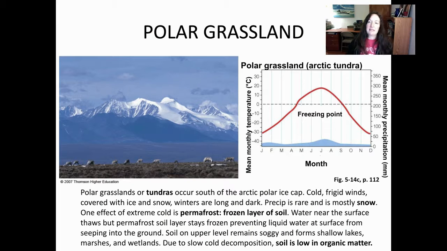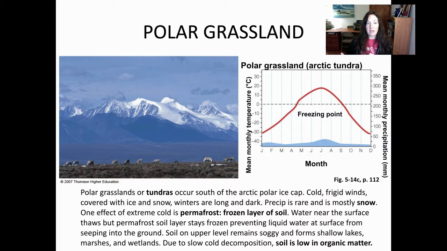A polar grassland is what we think of as an Arctic tundra. So it gets very, very cold. They do have a seasonal warm period, but it's not extremely warm. So the ground will stay frozen year long, and that is called permafrost. It's just a frozen layer of soil. And when it's frozen like that, it doesn't allow water in, and it also doesn't allow any trapped gases to come out.